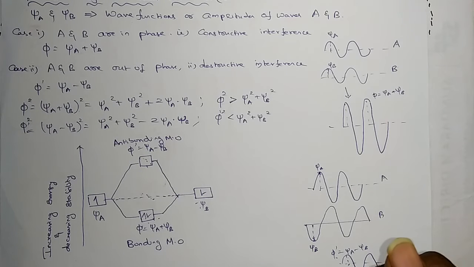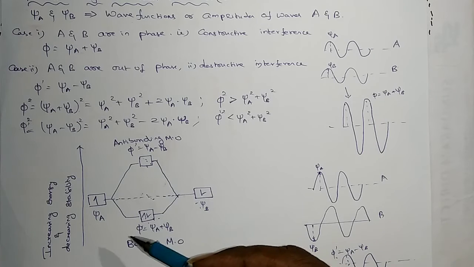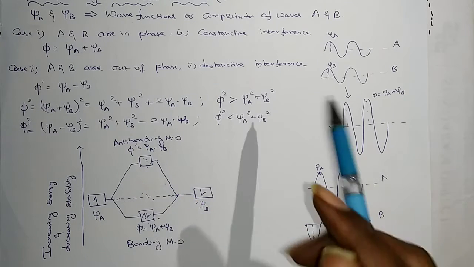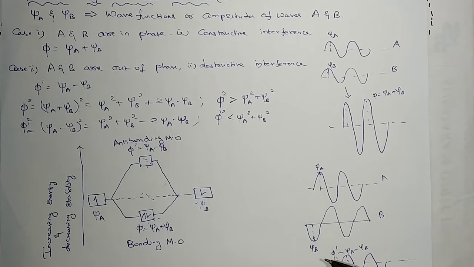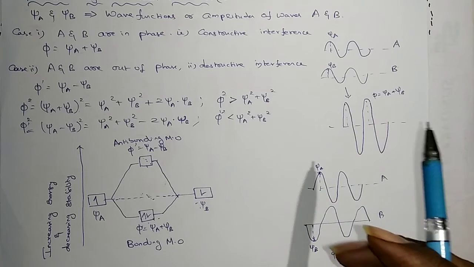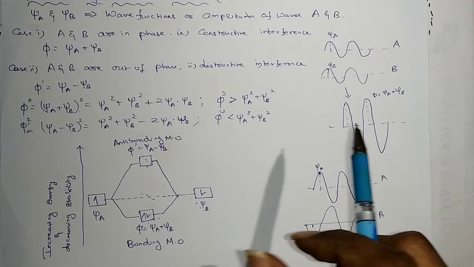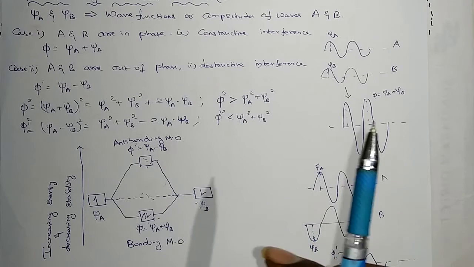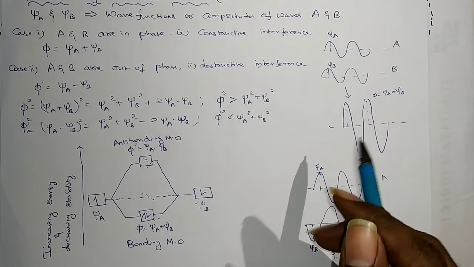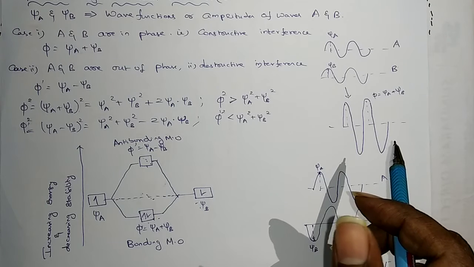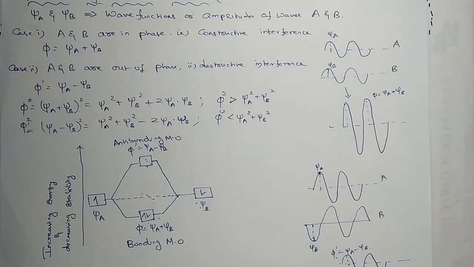The reason for this lies in the fact that in the bonding molecular orbital, the electron density in the internuclear region, that is the region between the nuclei, is very high. As a result, the nuclei of the combining atoms are shielded from each other. Therefore, the repulsion between the nuclei is very small. This leads to greater stability and lower energy.